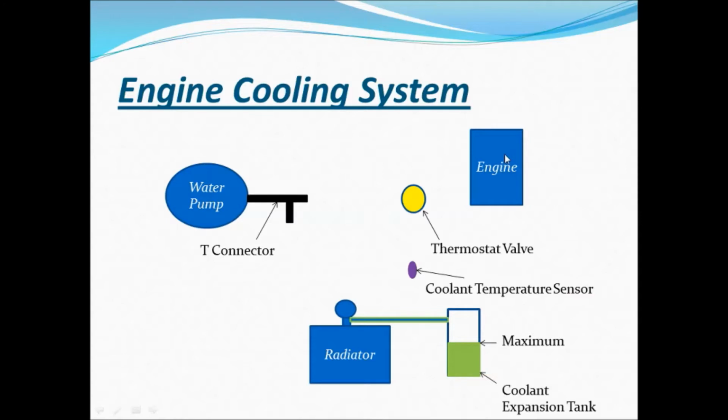The main objective of the engine cooling system is to maintain the engine block at its operating temperature. In order to do so, the engine block consists of a water jacket. The water jacket is nothing but a passage for the coolant to flow around the engine without interfering into the combustion chamber.